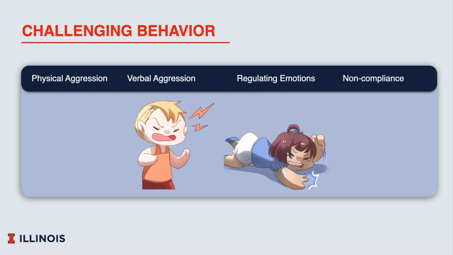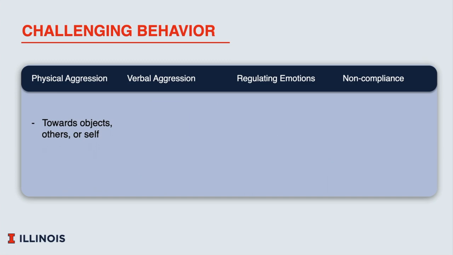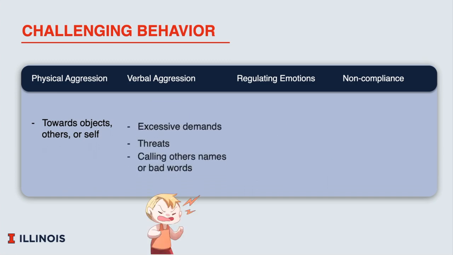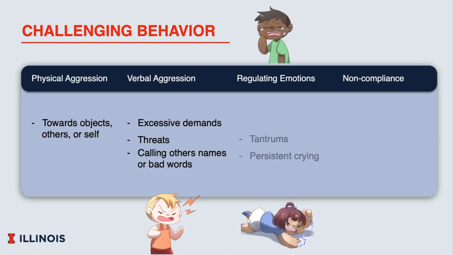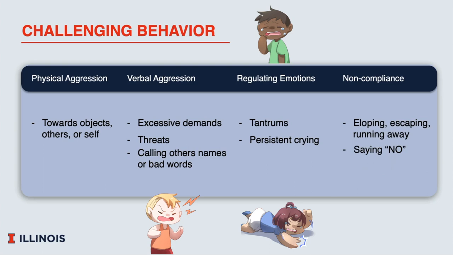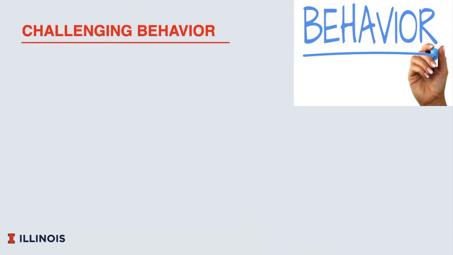Physical aggression may include hitting, scratching, biting, or throwing objects. Verbal aggression includes excessive demands, making threats, using bad words, or calling other people names. Regulating emotions includes behavior like tantrums or persistent crying. Finally, non-compliance includes escaping or saying no. As mentioned before, this is not an exhaustive list. Families may have different definitions of what a challenging behavior is. What makes a behavior challenging depends on culture and context.